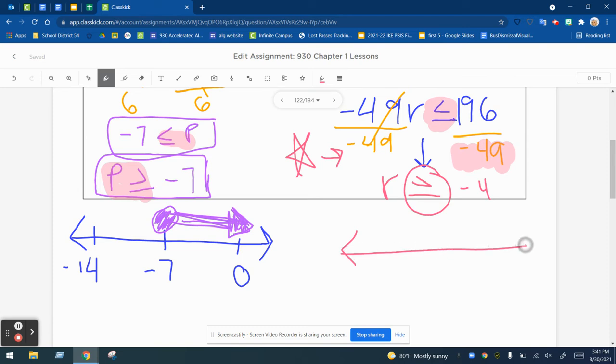Draw our number line. We can put -4, 0, -8. It is an equal to, so I am going to fill in my circle, and r is greater than, so I'm going to shade to the right.